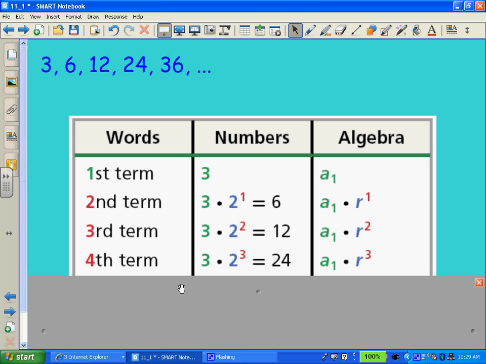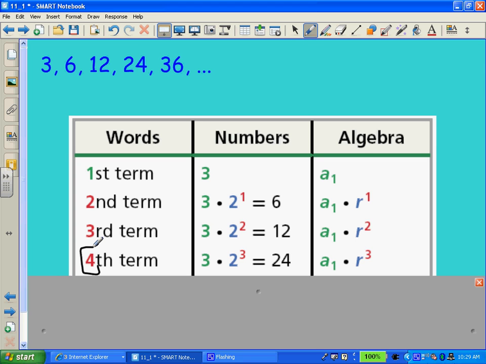Fourth term, I have to get to 24. Well, 3 times 8 is 24. 8 is the same as 2 to the third. So, if I put it algebraically, first term times my common ratio to the third power.